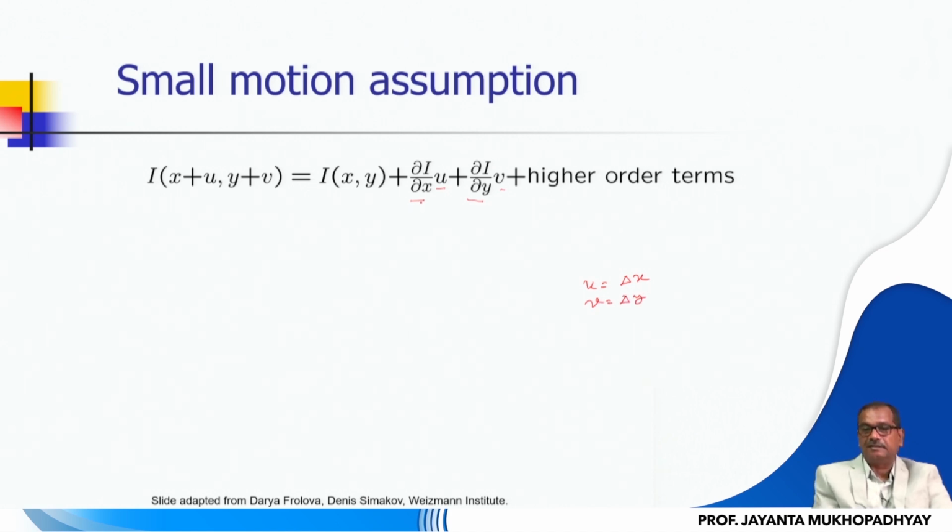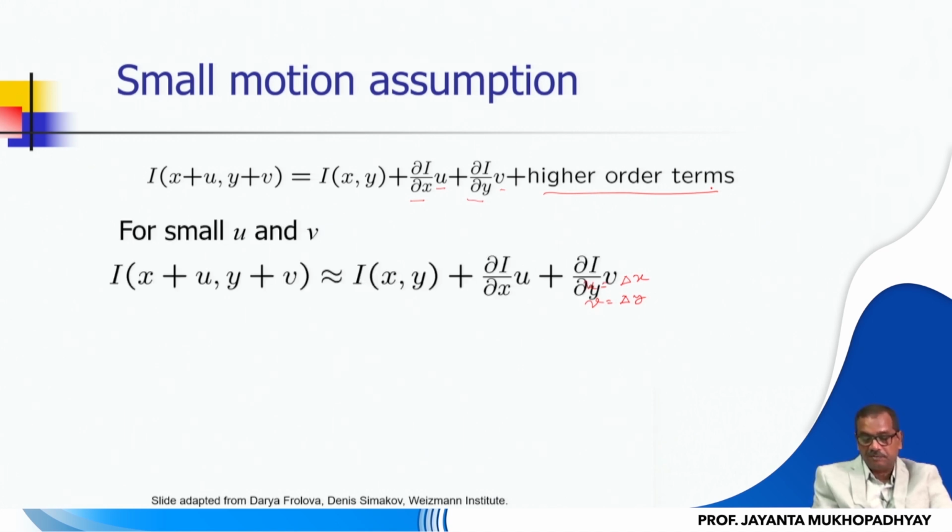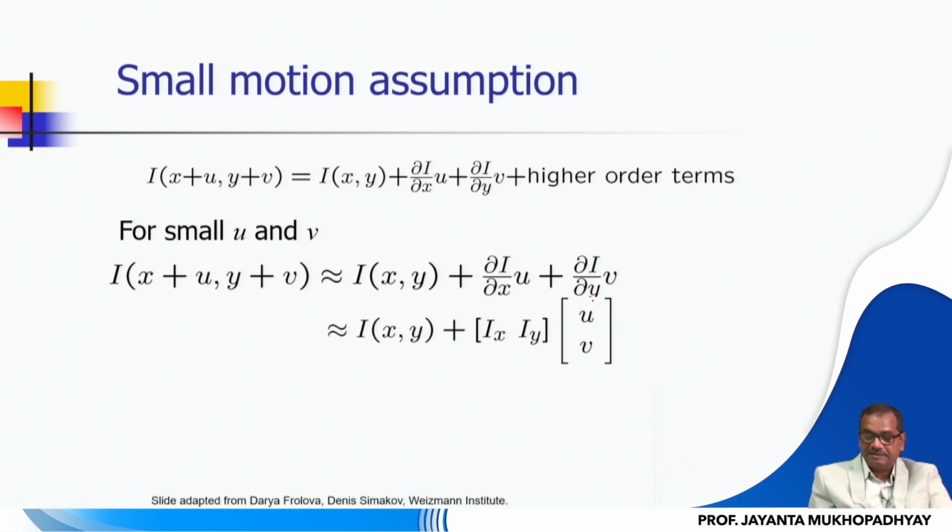So, we can write it in this fashion, and we are ignoring the higher order terms. It makes my mathematics very simple, because for small u and v, I can always ignore those higher order terms and approximate this expression in this form. And then this can also be written in vector or matrix notation, the column vector notation.